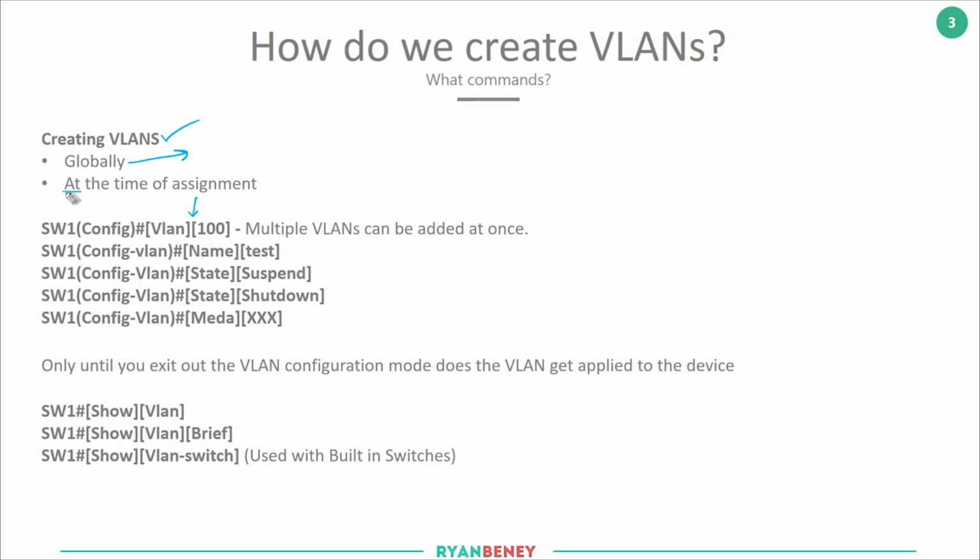Or we can do it at time of assignment. Now, time of assignment relies on things like, again, VTP, the VLAN Trunking Protocol. That's something that we've not covered yet, but for those who are a bit ahead of their studies, in order for time of assignment to work, you need to make sure that you're either in server mode or transparent mode. Ultimately, you need to make sure that the switch you're on has the permission to create VLANs.